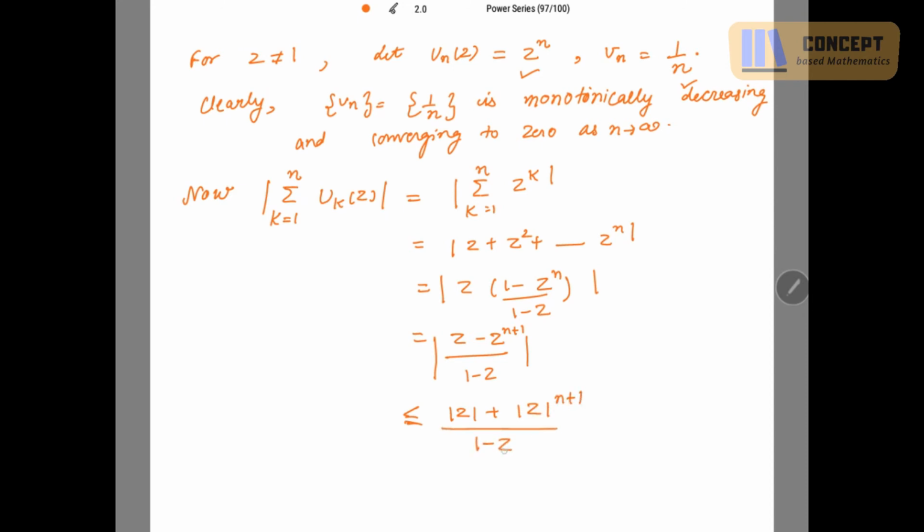Now that I have got the inequality sign as less than or equal to, my bounded partial sums are coming. So on the circle of convergence, mod z is 1. Mod z is equal to 1. So this is 1. This is also 1. The sum makes 2, over mod of 1 minus z. So u_n(z) has bounded partial sums.